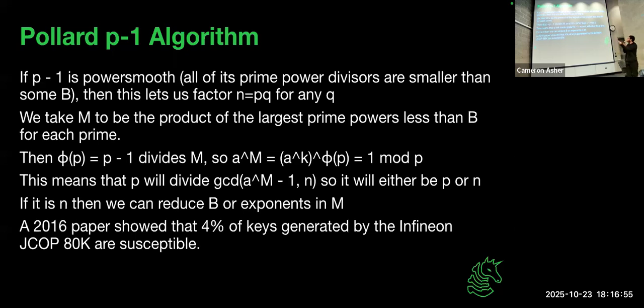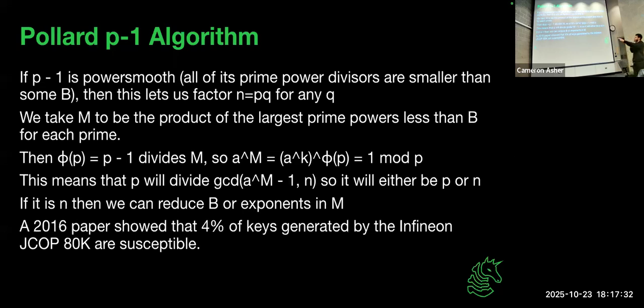That means for any number A, we can just choose a random number, and A to the M will be A to the K times (P minus 1), which is 1 mod P. And that means that A to the M minus 1 is divisible by P. If Q isn't power smooth, this will immediately work. So we can take the GCD of A to the M minus 1 and N, and it will have to be P. But if it turns out that Q is also power smooth, then we can just reduce B.